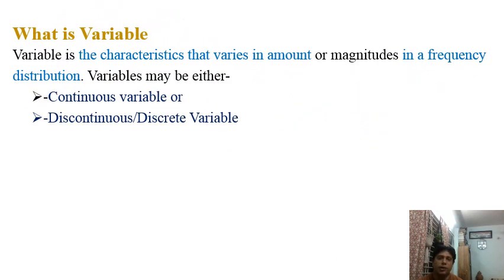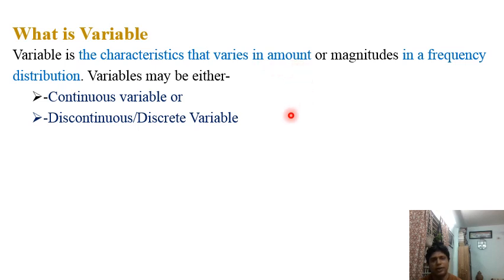Now we will discuss what a variable is. Variable is a very common term used in statistics. A variable is a characteristic that varies in amount or magnitude in a frequency distribution. It is represented by X or Y. So in statistics, a variable is a characteristic that varies in amount.